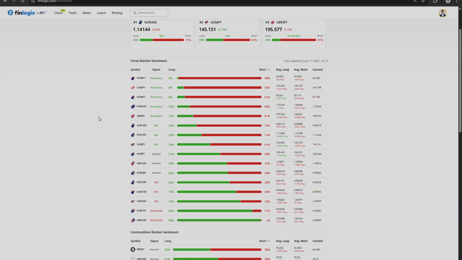So I don't think that will be positive for the dollar. I think that will be negative for the dollar, and that will drag the US dollar down. But let's see how it goes tonight.